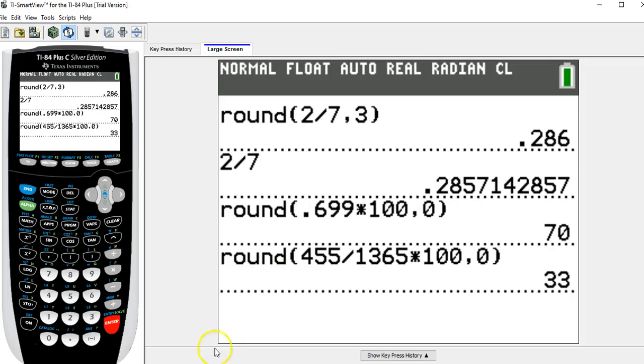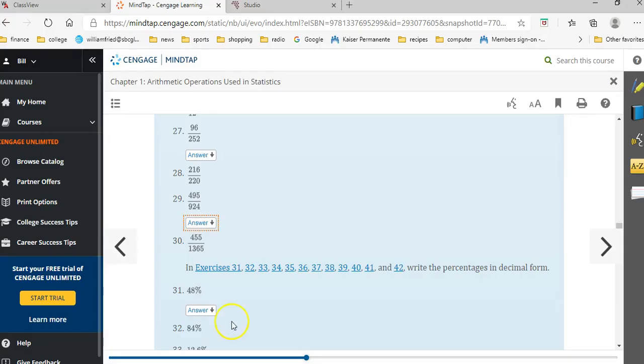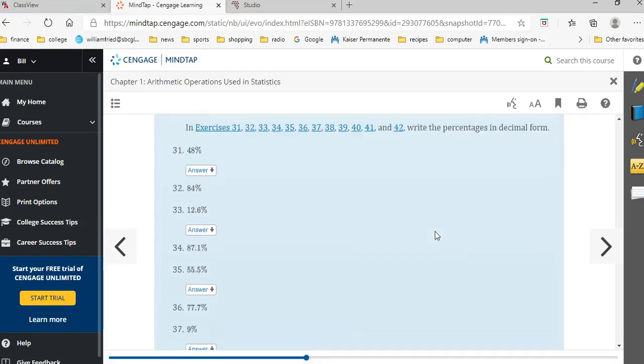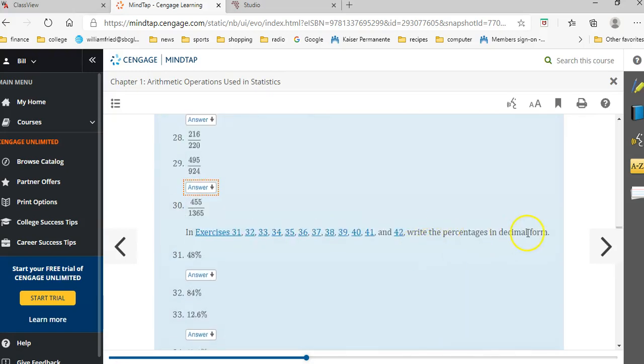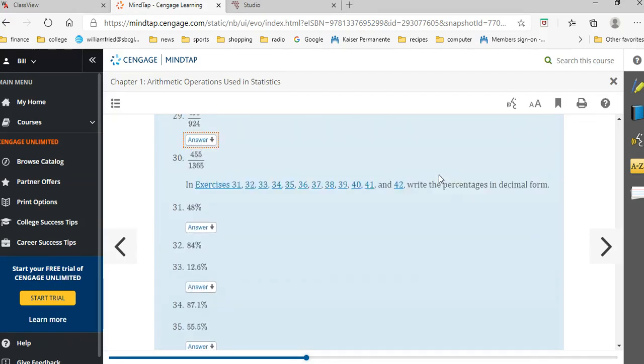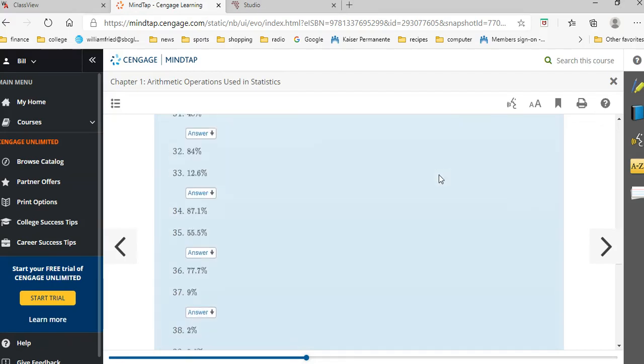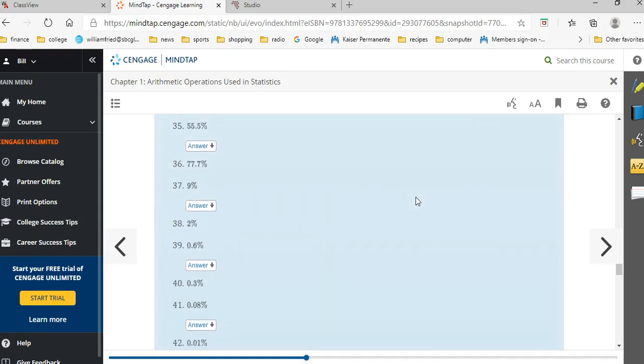Now, I think there's one more group of questions here. Let's see. So they want me to write the percents into decimal form. They don't say to round anything, so I'm not going to use the rounding thing. And to convert a percent to a decimal, I divide the percent by 100. So let's take number 38 here, which is 2%.